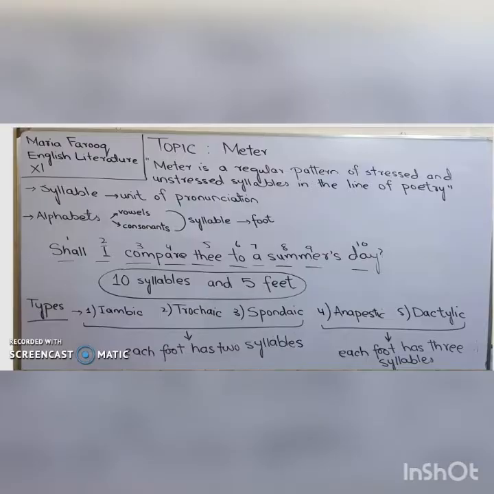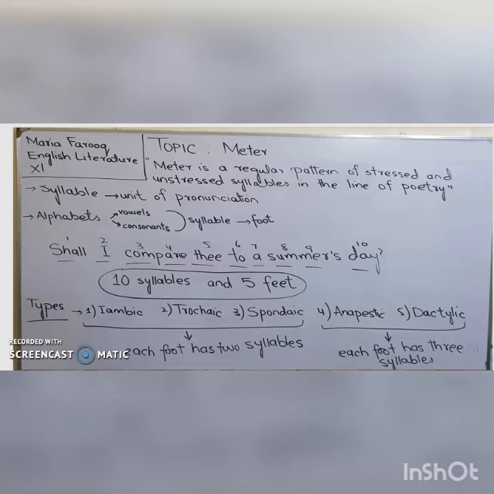Could you see on the top, I have written a proper definition: meter is a regular pattern of stressed and unstressed syllables in a line of poetry. Now this is the written definition, but I will explain it for you. There is a whole idea behind this definition. First of all, you need to understand what a syllable basically is. A syllable is a unit of pronunciation.